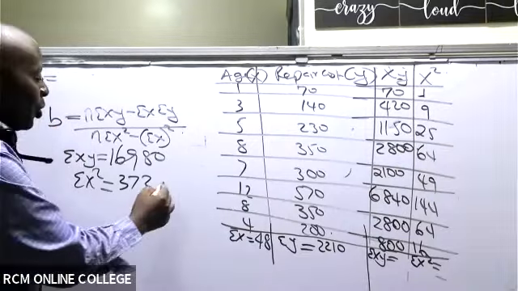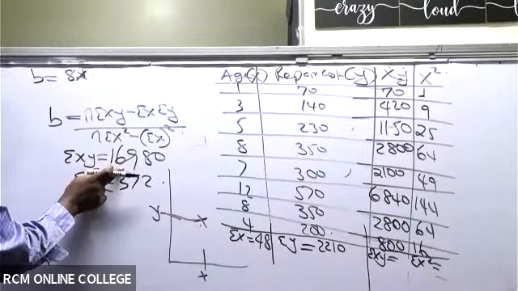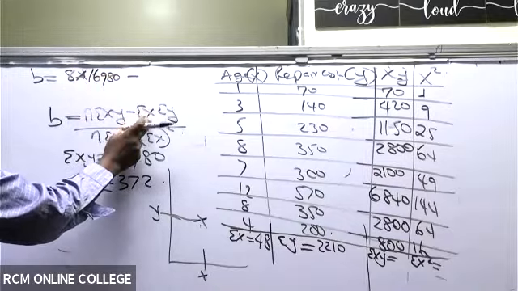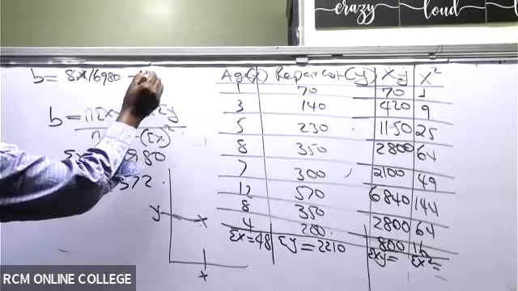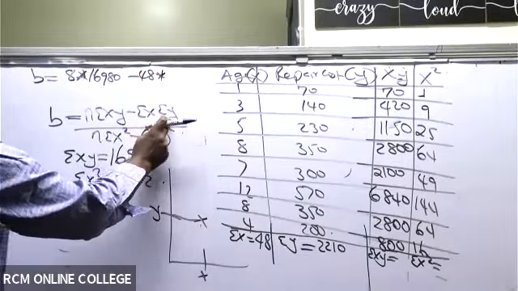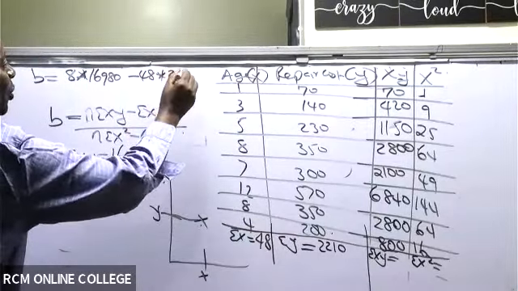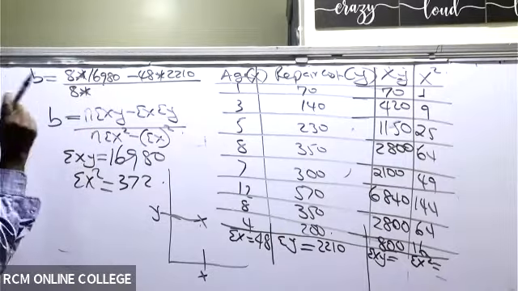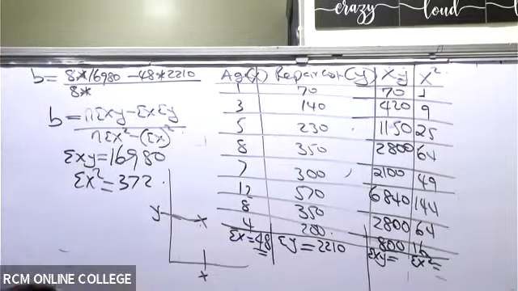So 8 times sum of xy, we have it here. It is 16,980 minus sum of x, which is 48, times sum of y, which is 2210. All over n again, which is 8, times summation of x squared. Don't take this sum of x squared, no.